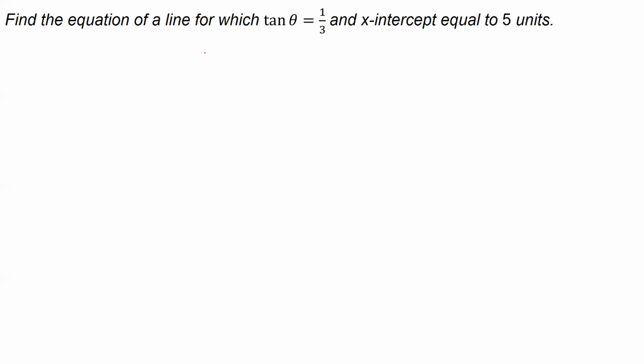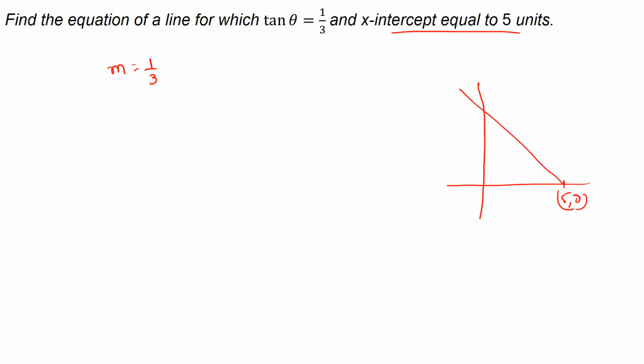Find the equation of a line for which tan theta is 1 by 3. So that means they have already given the slope. The slope is equal to 1 by 3 and the x-intercept is equal to 5 units. So it's a very similar question to the previous one. They have given us the x-intercept in this case. So (5, 0) is the point which we know the line passes through, and it has a slope equal to 1 by 3. So it is positively sloped.